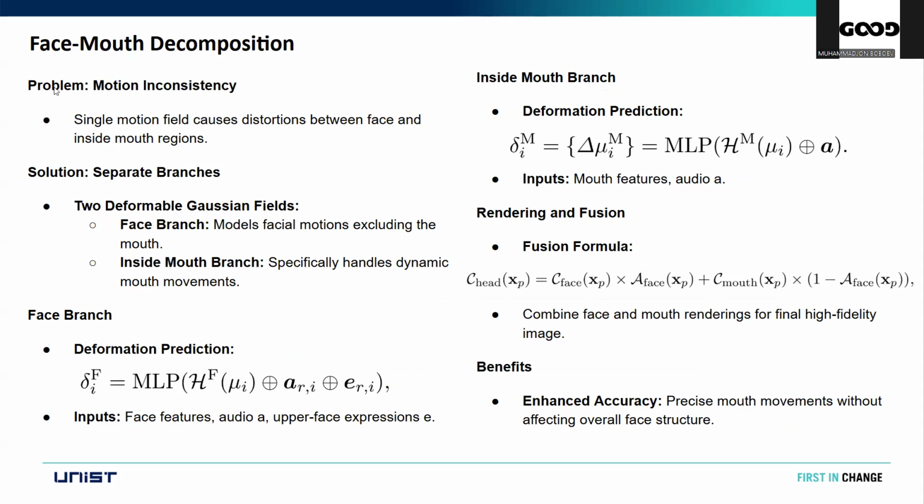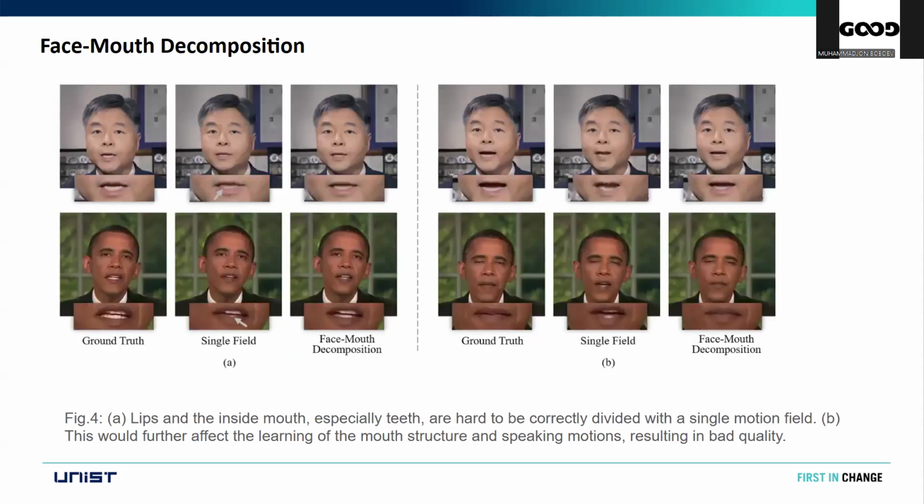The benefit of having face mouth decomposition is it enhances accuracy. It precisely allows them to map the precise movements without affecting the overall face structure. This is the qualitative result of the effect of face mouth decomposition. This is the ground truth. This is using just a single field without using some kind of separate branch. This is using separate branches.